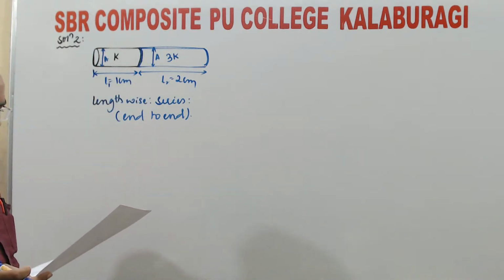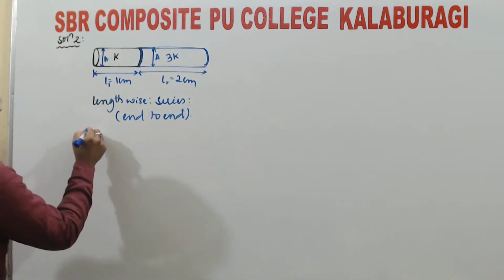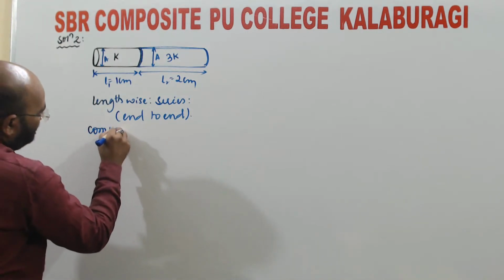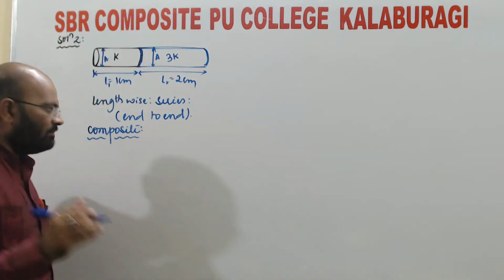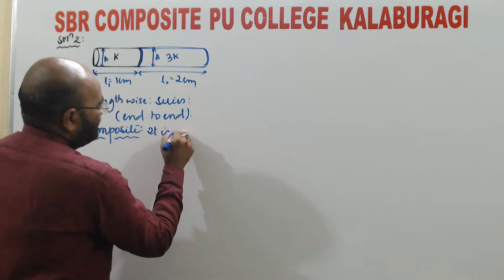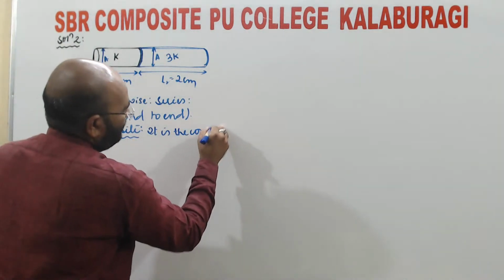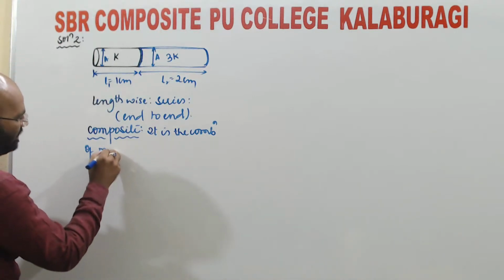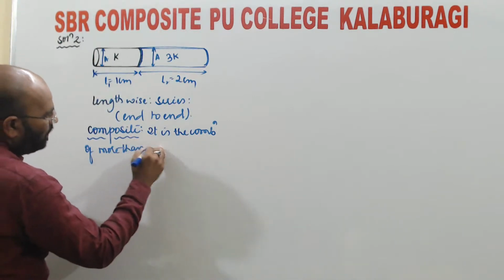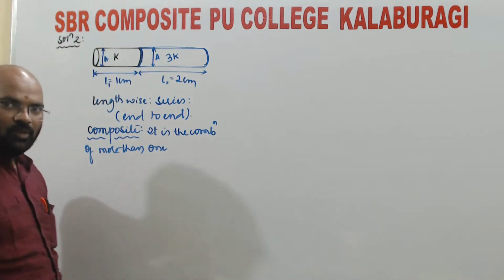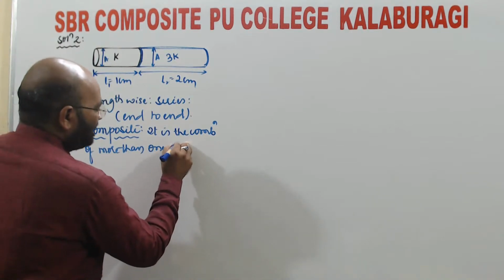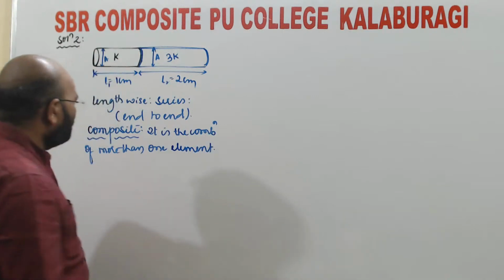Next one. As the temperature at the ends of this composite bar. What is a composite bar? Composite is nothing but the combination of more than one element. It is the combination of more than one element. That's why it is called a composite.